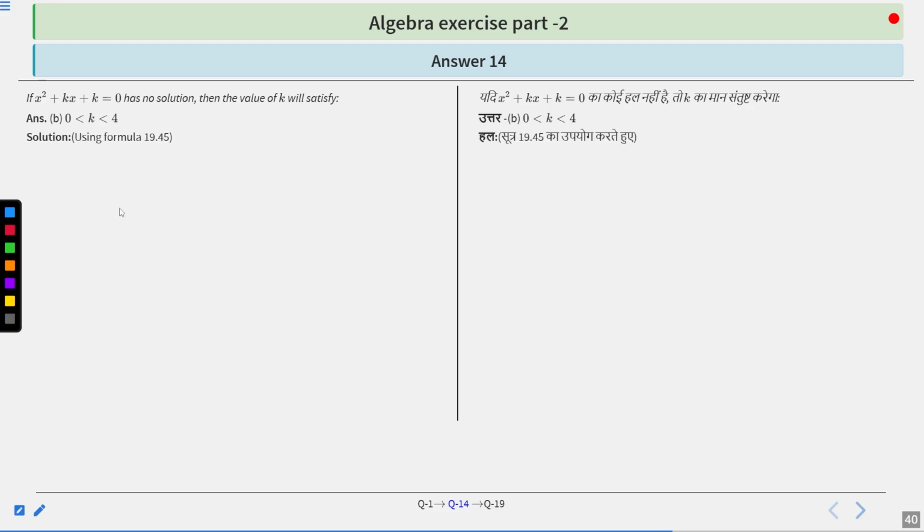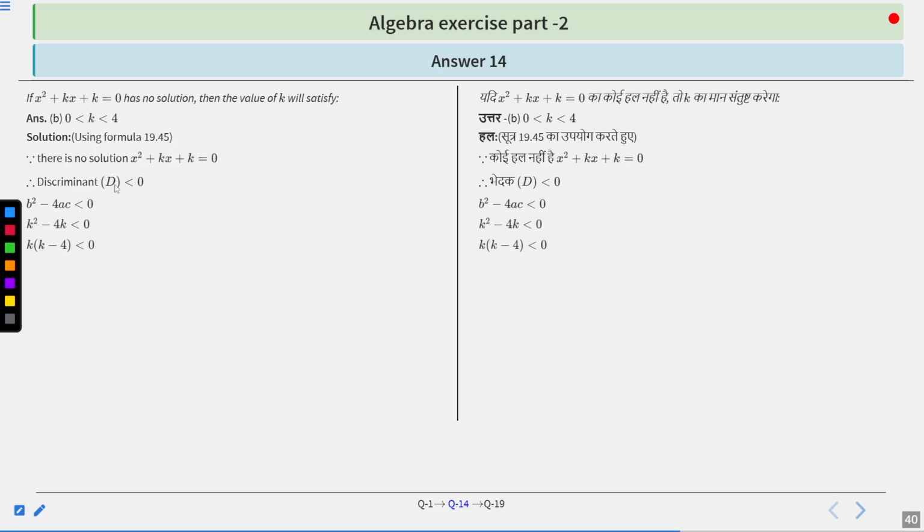Now, we are going to use formula 19.45 to solve this equation because it is a quadratic equation. And we have to find that if there is no solution, then the value of k is how much? Because there is no solution of x square plus kx plus k equal to 0, therefore discriminant D should be less than 0 using formula 19.45. Discriminant is b square minus 4ac. That means b square minus 4ac should be less than 0.